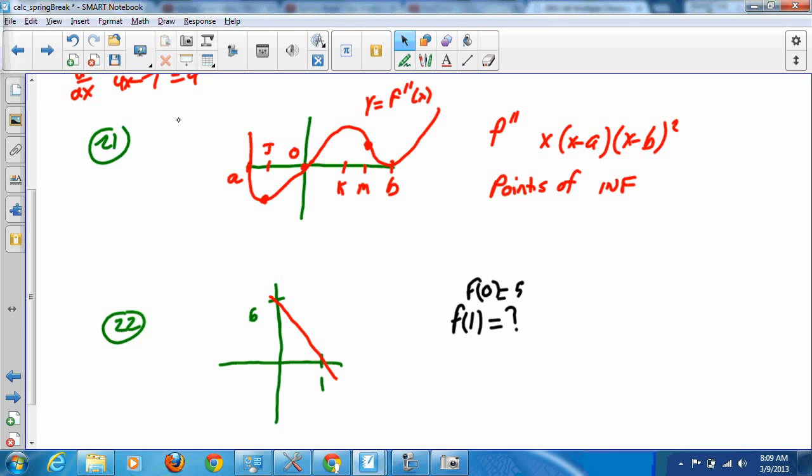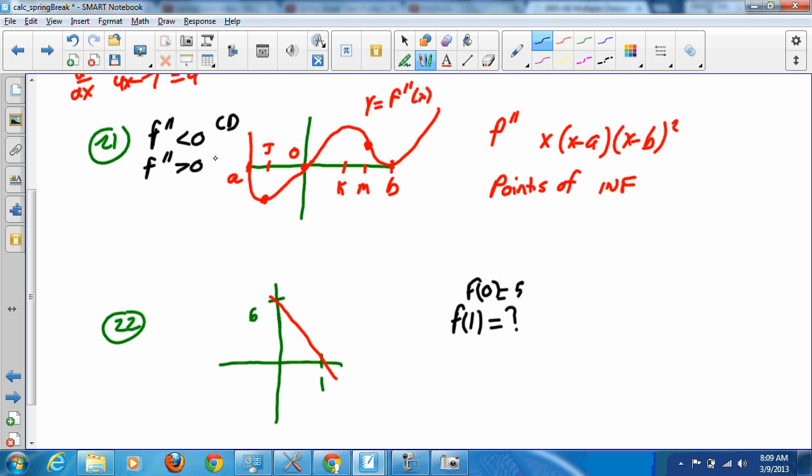Find the points of inflection. And they've given us the graph of the second derivative. Since we haven't really studied this in much detail yet: when the second derivative is less than 0, the function is concave down. And when the second derivative is greater than 0, it's going to be concave up. So it's going to be concave up here.